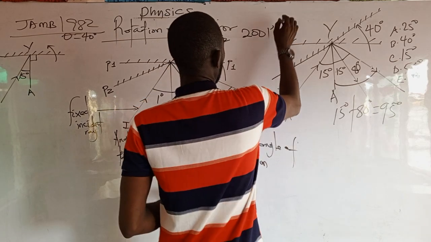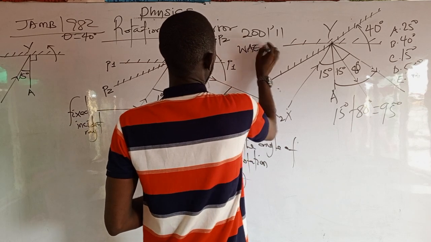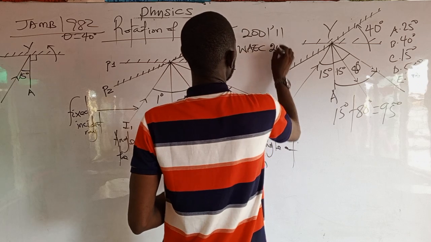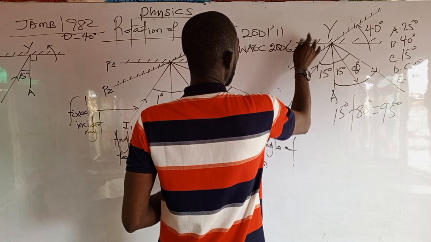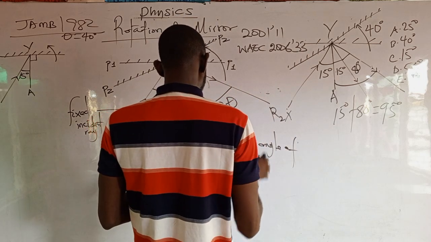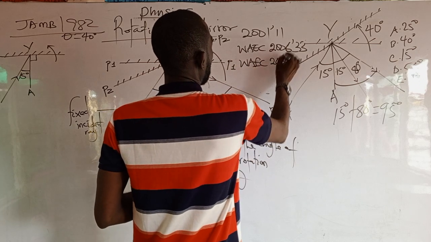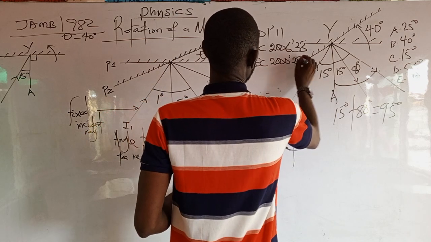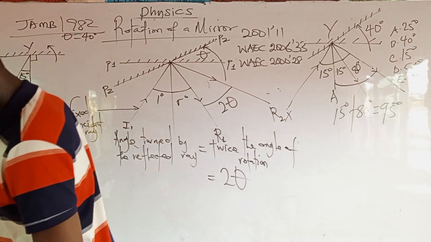Number 11, under position of the mirror. YA 2006, number 33. So we won't waste most of our time under position of the mirror. Then we have YA 2000, question 28, under position of the mirror. So we're going to solve more questions on that.